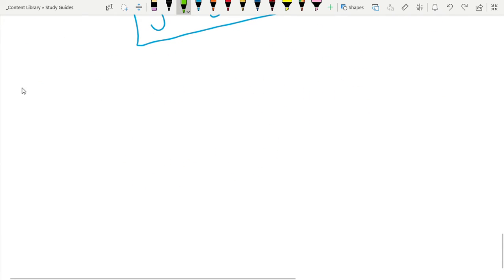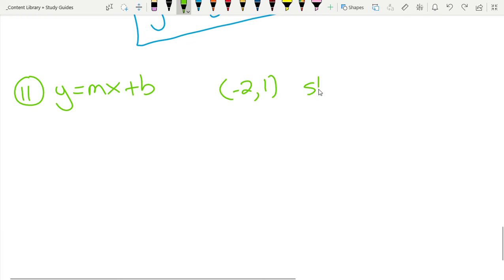Moving on to number 11. Number 11, they want slope-intercept form, which is y equals mx plus b. And we have to go through the point negative 2, 1, and a slope of 3. Well, now we have an issue. This is a y-intercept, which means it's a 0 number that goes in. Well, that's not a 0, so you can't do slope-intercept.